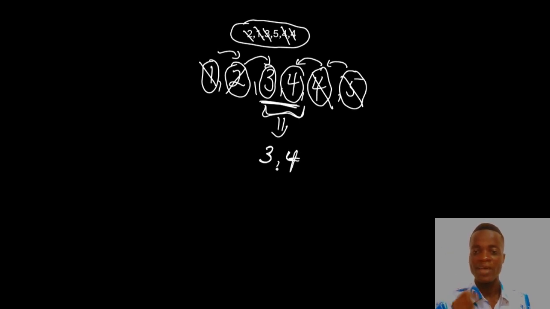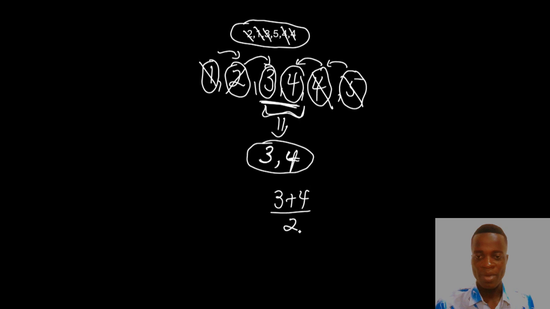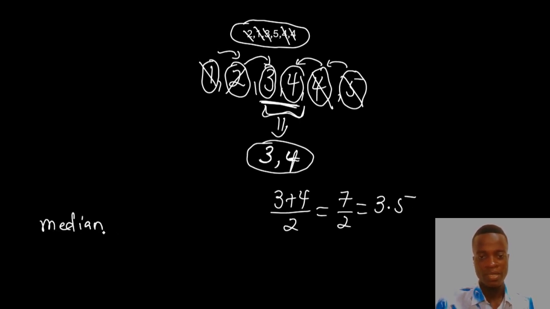So how do we do that? We find the average of these 2. The average is the sum over the number. So what happens is that we are going to do 3 plus 4. We put them together and divide by 2, right? Because there are 2 items we are finding the mean for. So 3 plus 4 is 7 over 2. If you use your calculator, you are going to have 3.5. So the median is 3.5 for this data set.